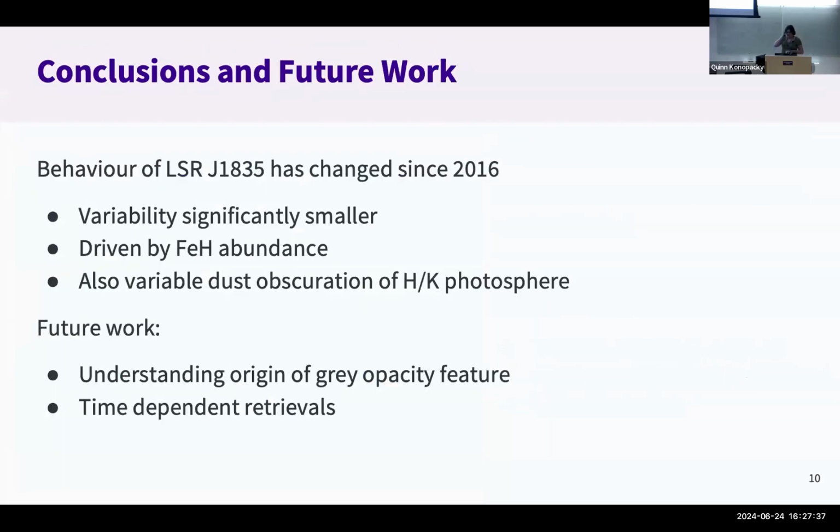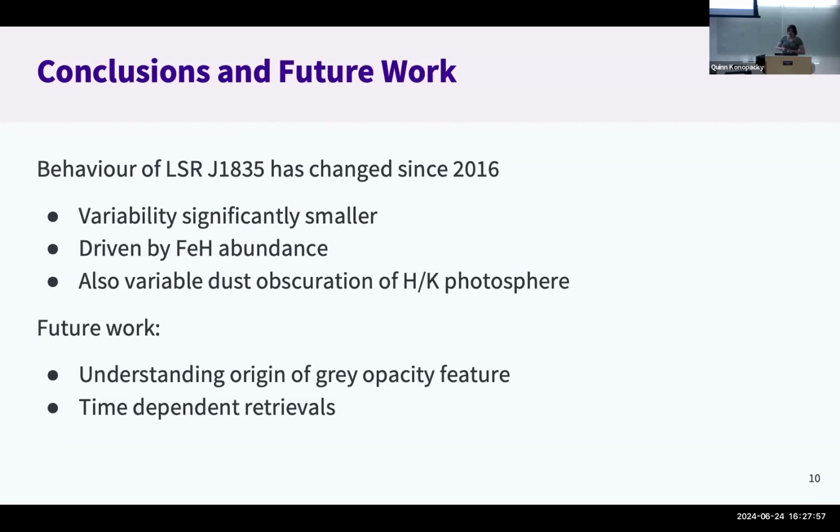And that moves on to our main conclusion, that the behavior of LSR J1835 has definitely changed since 2016. We're seeing a significantly smaller variability in H alpha emission. We're also seeing this iron hydride abundance, we believe, being driven by the aurora. And we think we're seeing variable dust obscuration of the H and K photosphere.